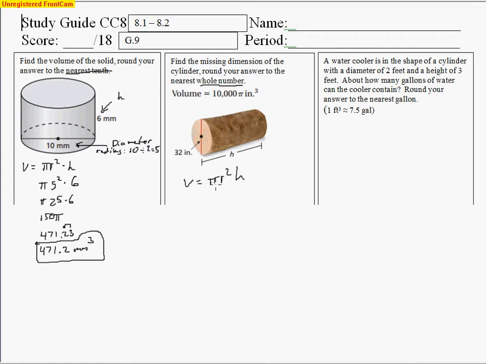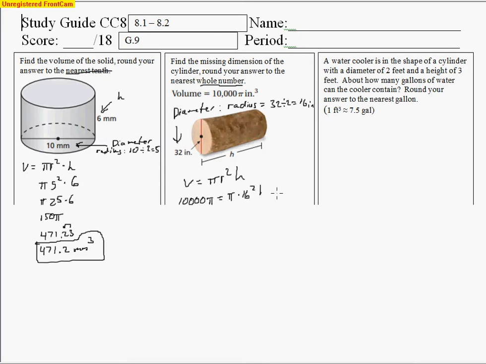We just substitute our numbers into the formula. 32 inches is the diameter. This is another diameter, so we are not given the radius. The radius is going to equal 32 divided by 2, which makes 16 inches, and that's the radius we're going to use. So the volume, 10,000 pi, equals pi times 16 squared times h.